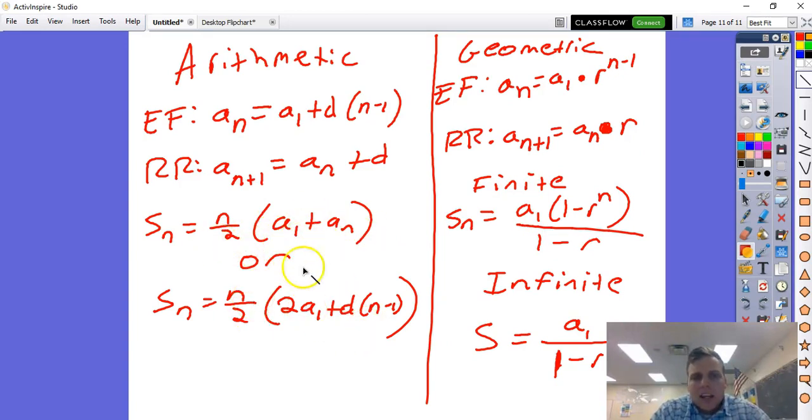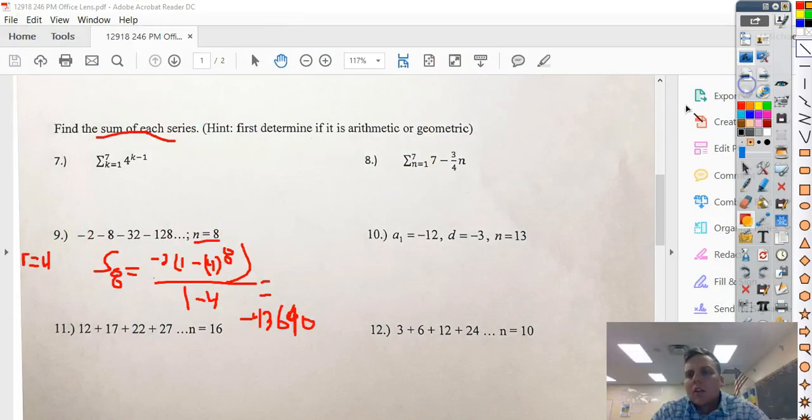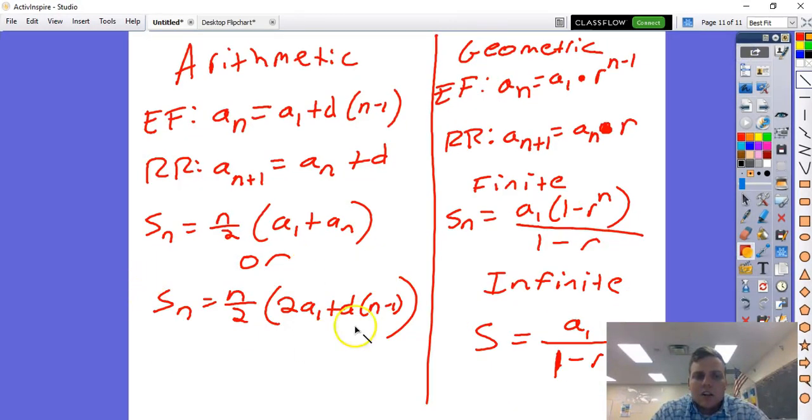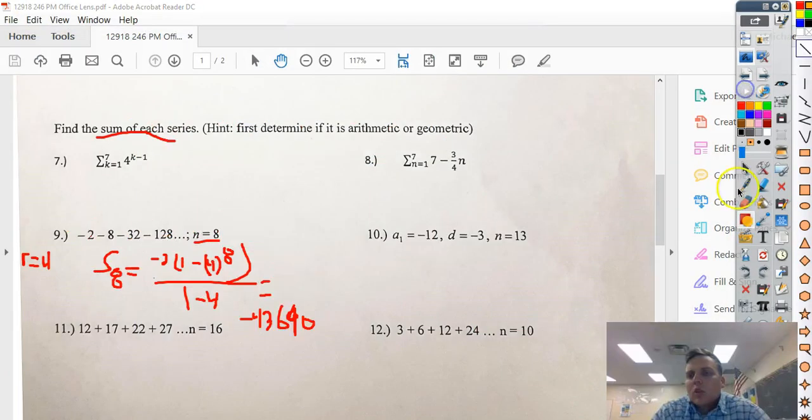Now, once again, look at these two formulas. This one requires total number of terms, first term, last term. This one requires total number of terms, first term, common difference. When I look here, I have the first term, I have the common difference, I have the total number of terms. So to me, it's going to be far easier to use this formula right here. So this is the formula that I'm going to use.